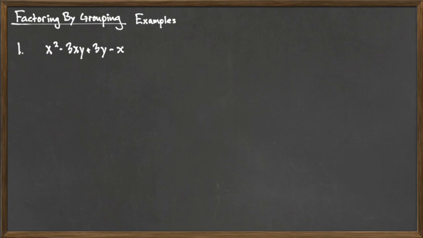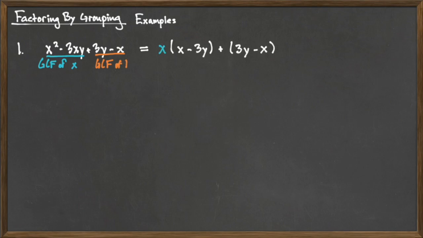For our next example, we'll look at x squared minus 3xy plus 3y minus x. Again, I have no GCF among the entire expression, so I'm going to group the first and second pair of terms. The first pair of terms has a GCF of x, and the second pair of terms has just a GCF of 1. So I'm going to factor it in the following way. I'm going to get x times x minus 3y plus 3y minus x. It's okay if I have a GCF of 1 because it just means that I group that term within parentheses and I don't factor anything out yet.